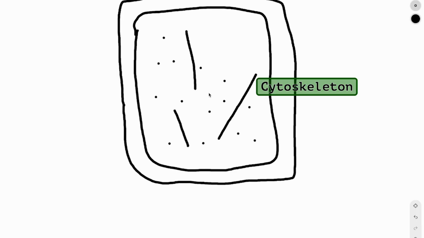Then there's the cytoskeleton. These are rods that keep the cell together. They can also help with vesicle transportation, which are blobs that carry various materials.